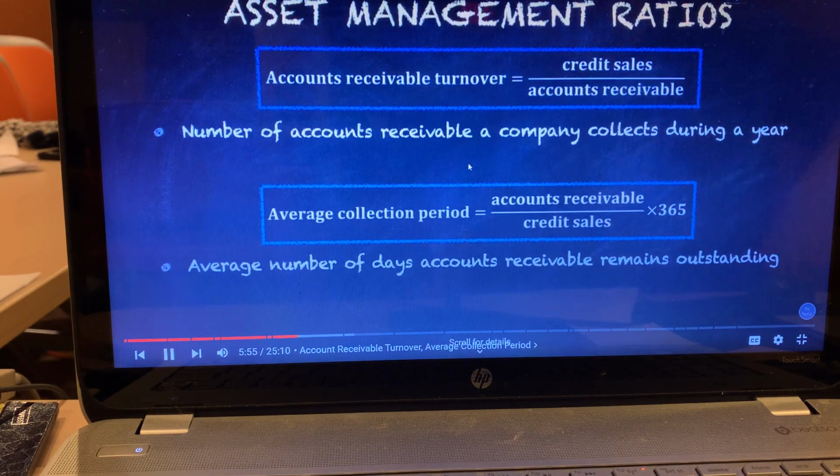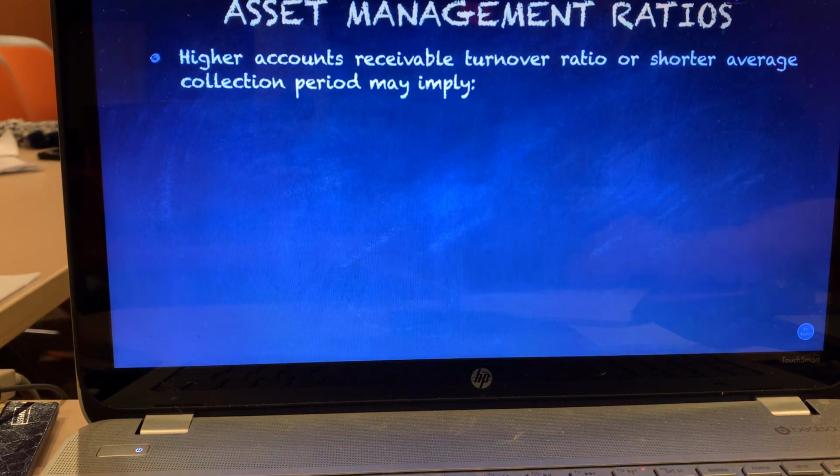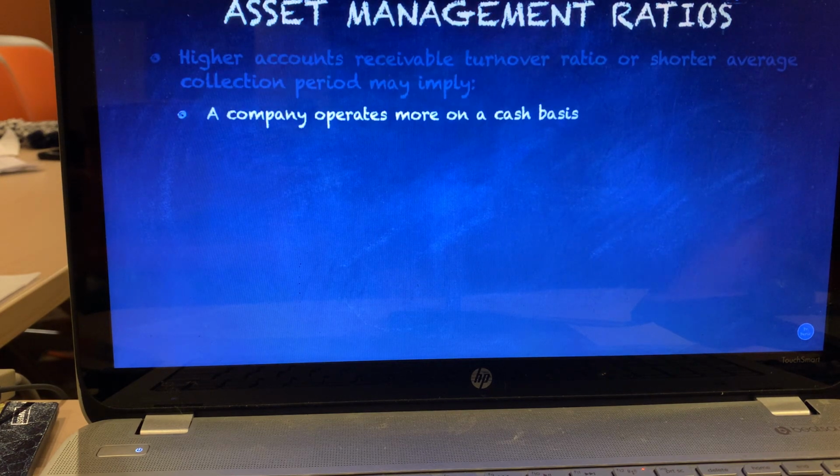The shorter, the better. Shorter average collection period means customers take fewer days to pay back money. A higher accounts receivable turnover ratio or shorter average collection period may imply the following. A company operates more on a cash basis. When customers pay by cash, then accounts receivable will reduce. So the accounts receivable turnover ratio will become higher.